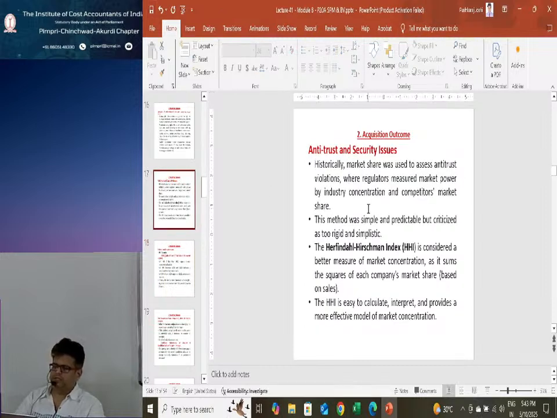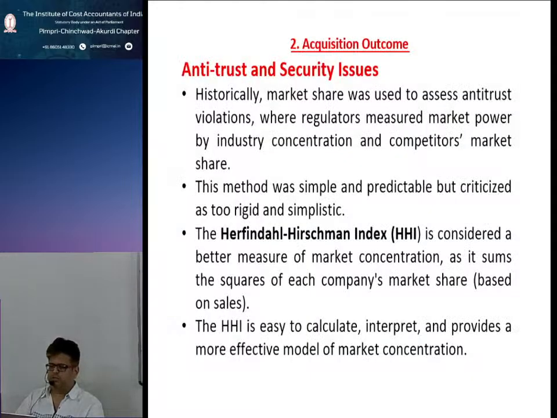Yeah. So antitrust and security issues. Historically, market share was used to assess antitrust violations, where regulators measured market power by industry concentration and competitors' market share. This method was simple and predictable but criticized as too rigid and simplistic. The Herfindahl-Hirschman Index, pardon me for the pronunciation, HHI, is considered a better measure of market concentration as it sums the squares of each company's market share based on sales. So the HHI is easy to calculate, interpret and provides a more effective model of market concentration.